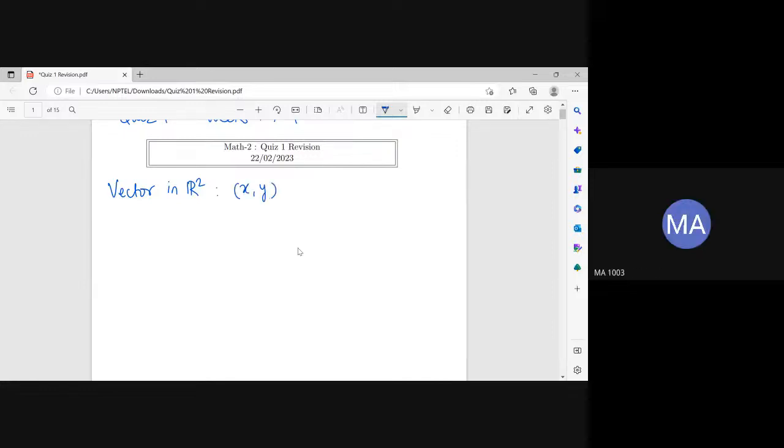Two components, right. And how will you add two vectors in R2? Component-wise: x plus z, comma, y plus w. And how will you do scalar multiplication? Alpha x. So this is how we do addition and scalar multiplication on R2.